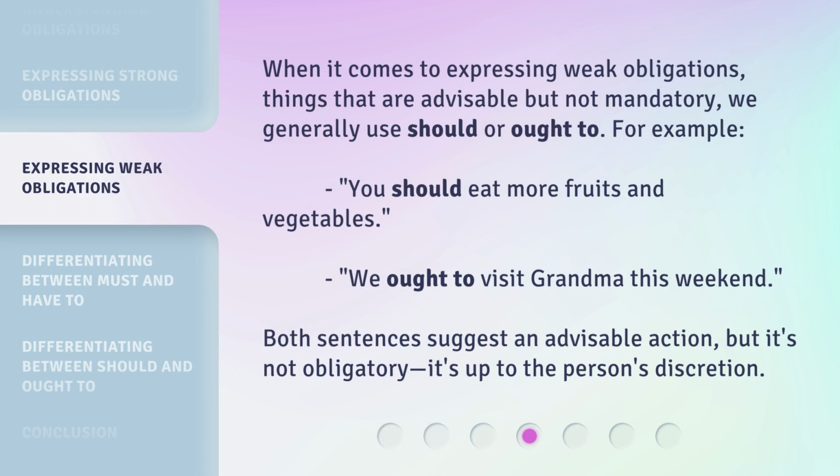When it comes to expressing weak obligations, things that are advisable but not mandatory, we generally use should or ought to. For example, you should eat more fruits and vegetables. We ought to visit Grandma this weekend. Both sentences suggest an advisable action, but it's not obligatory. It's up to the person's discretion.